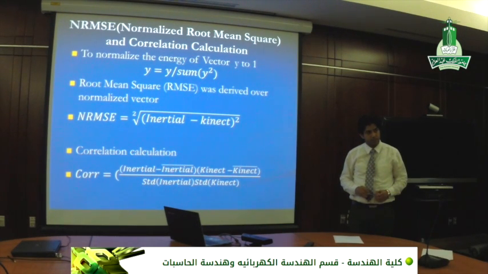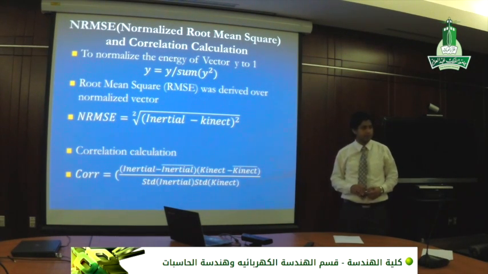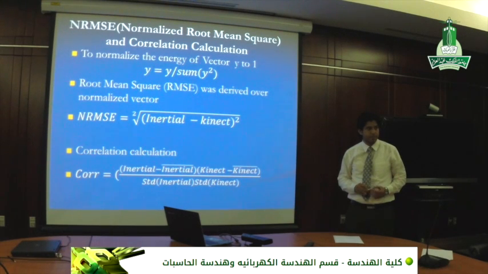So that you remove the effect of amplifications, remove the effect of side effects. So you have the total energy to be 1 of all vectors. So what does this equation really tell us about the energy? Also, the correlation coefficient.